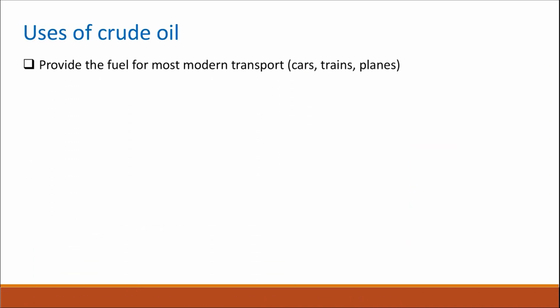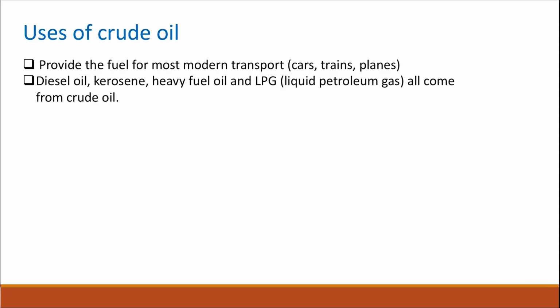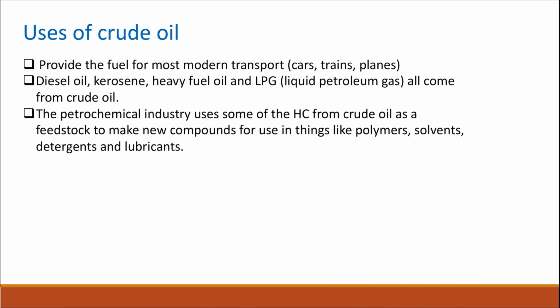Crude oil has many uses because it provides the fuel for most modern transport like cars, trains, and planes. Diesel oil, kerosene, and heavy fuel oil all come from crude oil. The petrochemical industry also uses some of the hydrocarbons for making polymers, solvents, detergents, and lubricants.